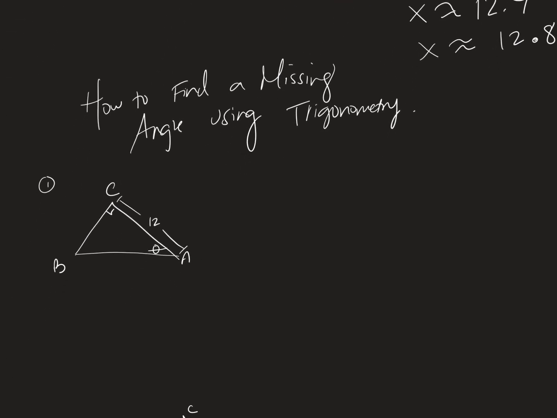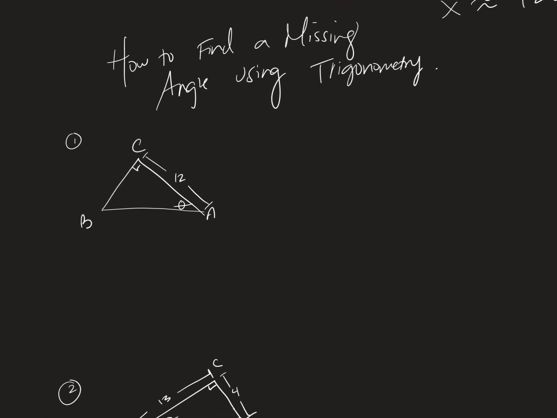Okay, now we're going to look at how to find a missing angle. Okay? Again, you label your triangle. You go to the angle, go across, that's opposite. Go across the 90, that's hypotenuse. Whatever's left is adjacent. And we were missing a side length here, actually. One second. This side's supposed to be 13. Okay, so then we write SOHCAHTOA.